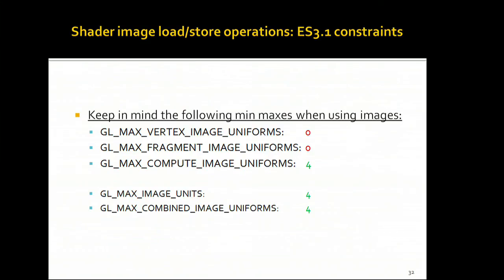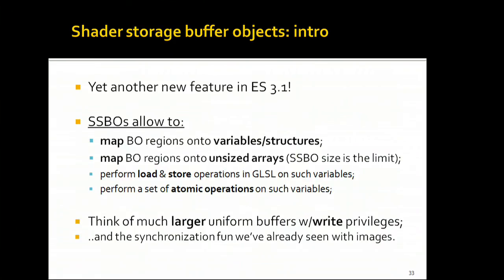OK, min-maxes. Again, this is a pretty sad story. So you've got zero images guaranteed to work in vertex shader stages, zero images guaranteed to work in fragment shader stages, but at least this is going to work always for compute shaders. When it comes to image units, you're guaranteed to have up to 4 image units. And the combined amount of images that you are allowed to use in all your shader stages is 4. This could be, of course, higher, but this is the min-max.